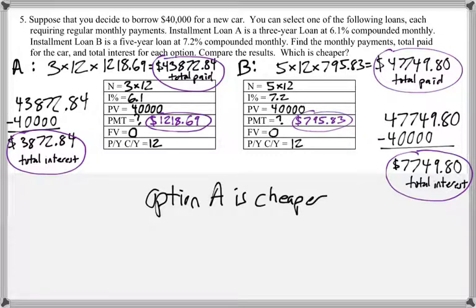So if you can afford the more expensive monthly payments, then option A is definitely the better way to go.